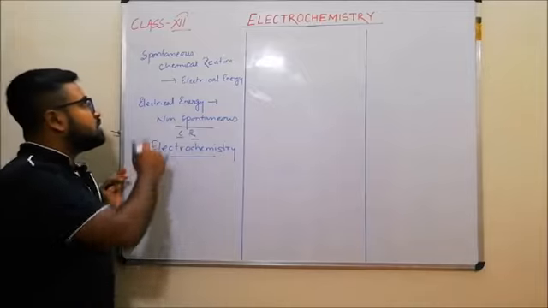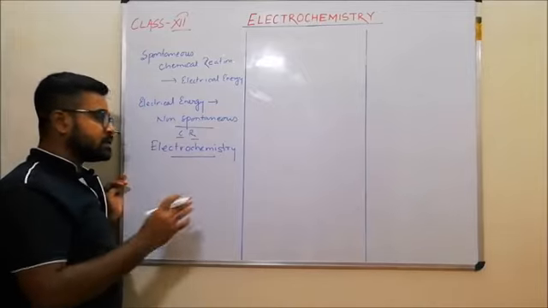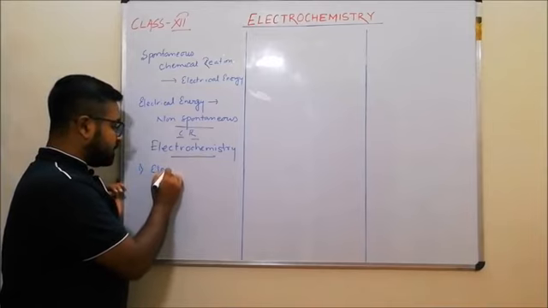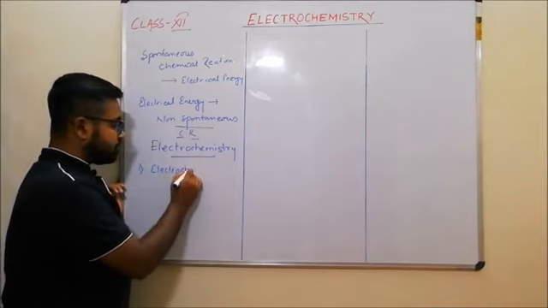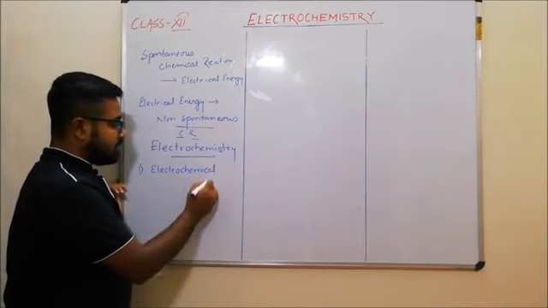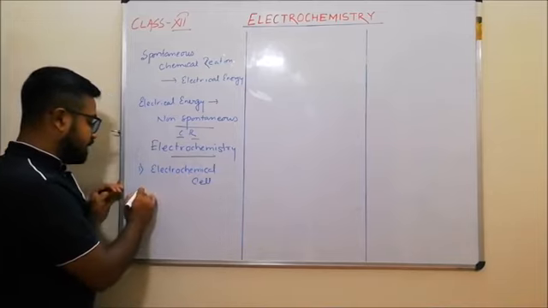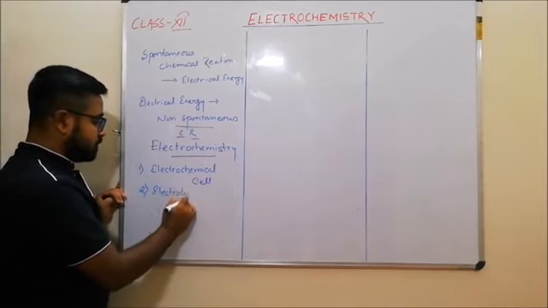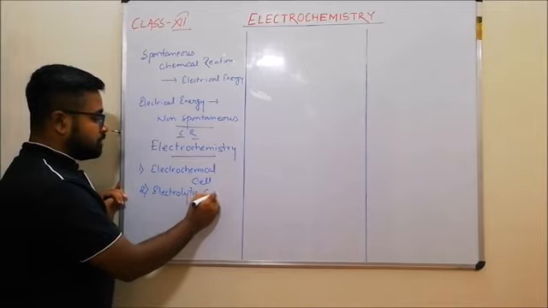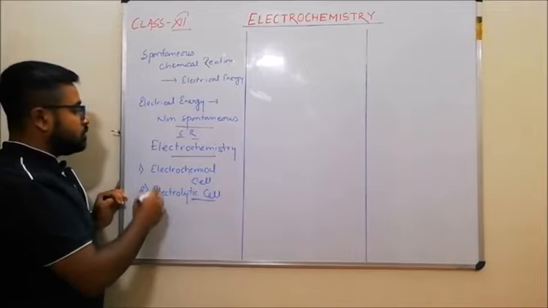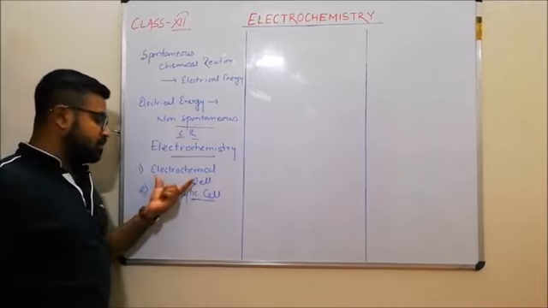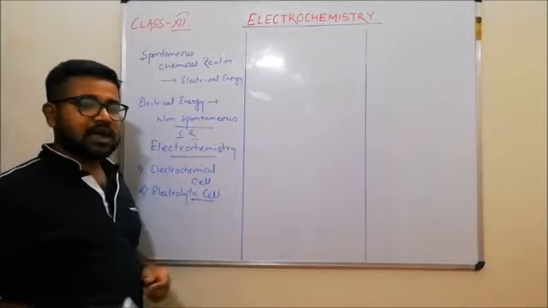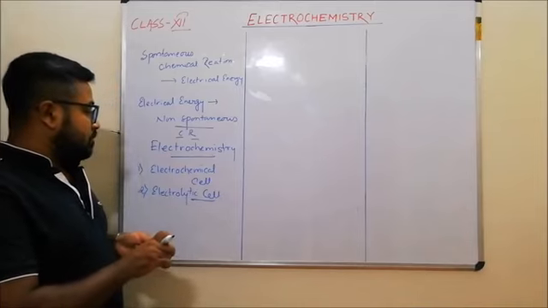So what are the applications of electrochemistry which we will discuss in this chapter? Number one is the electrochemical cell, and second is the electrolytic cell. These two are the important things that we will discuss in this chapter, the electrochemical cell and the electrolytic cell. And electrochemistry has many applications.